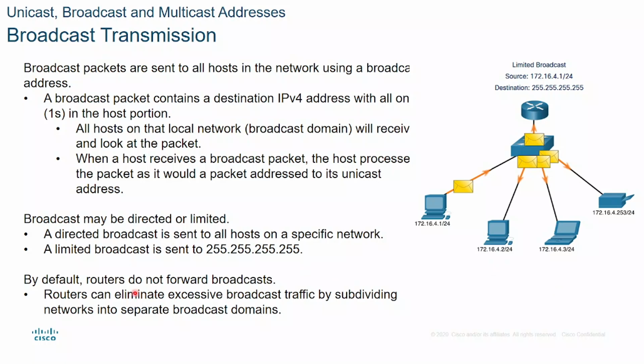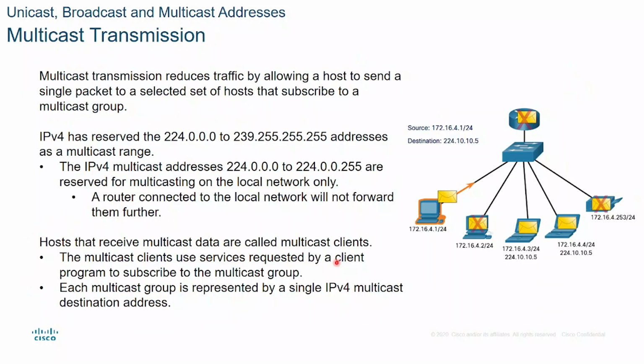So by default, routers do not forward broadcast. Routers can eliminate excessive broadcast traffic by subdividing networks into separate broadcast domains. All right. I explained this in one of the videos on YouTube. You could go ahead and watch that.